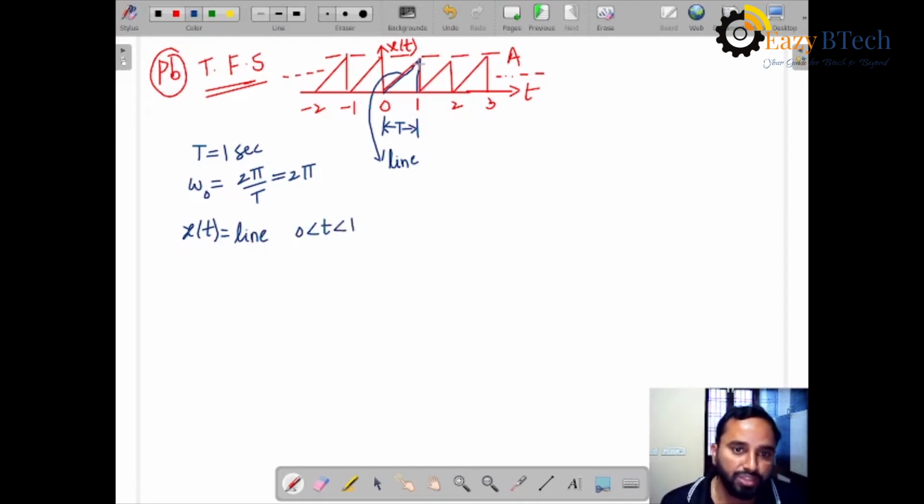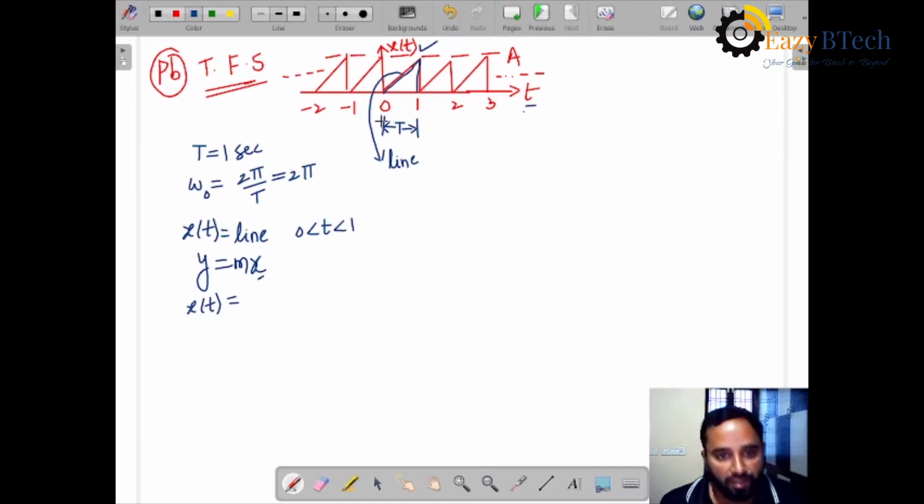How to write the line equation? This line is passing through the origin, right or not? So the line equation passing through the origin is y equal to mx. Here y means the y-axis, x of t, and x means t, time, the x-axis. And what about m? m is the slope of the line.